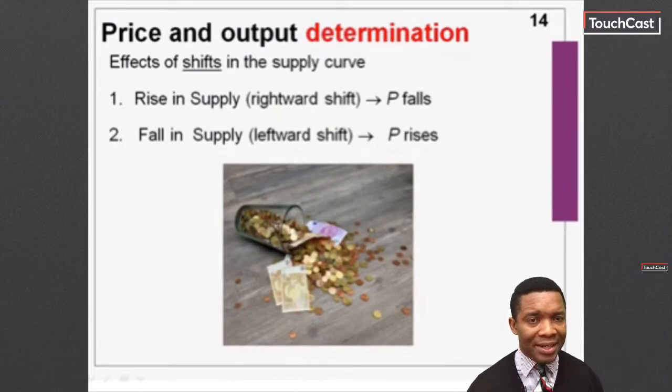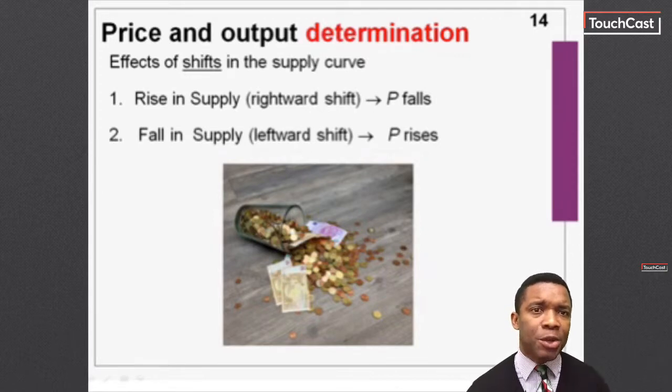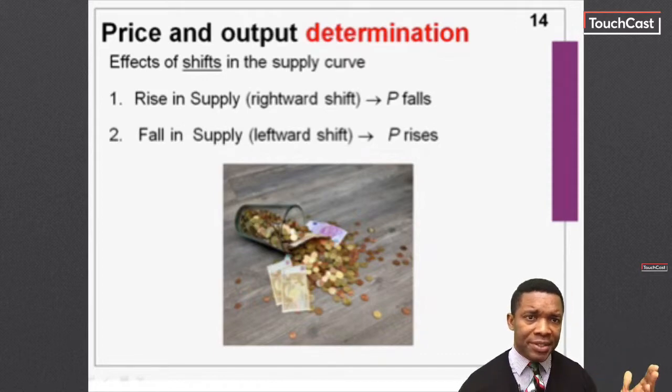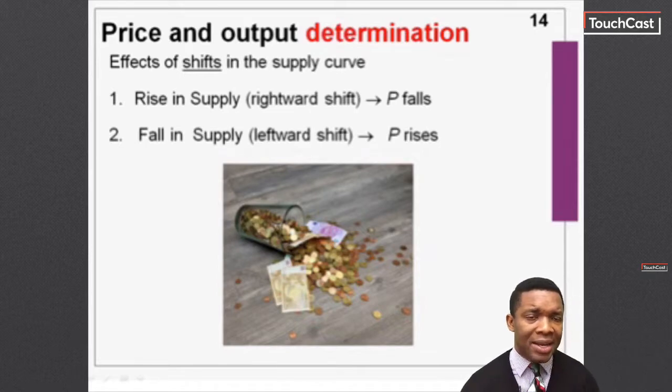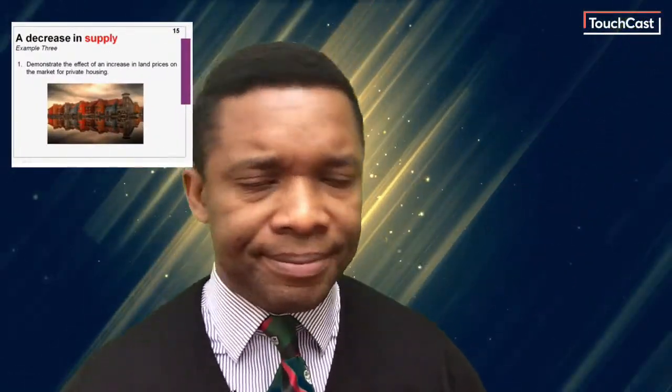With regards to supply, we all remember that the supply curve shows the positive relationship between the price of a product and the firm's willingness to supply those products. Hence, a rise in supply will lead to a rightward shift, and in this vein, price falls. On the other hand, a fall in supply is illustrated by a leftward shift, and this is indicated by a rise in price. So, in examining a decrease in supply, let us attempt a third example.